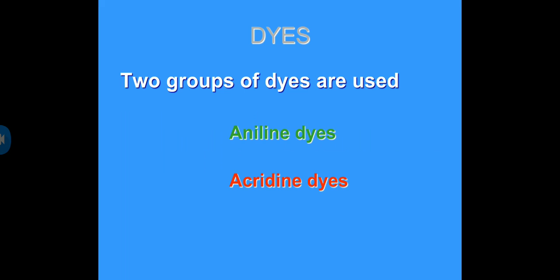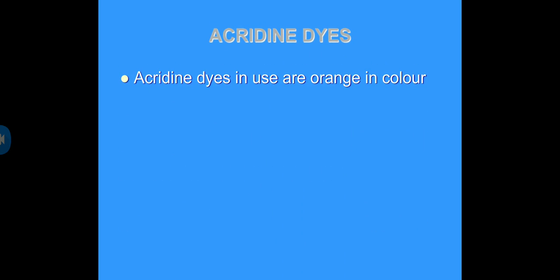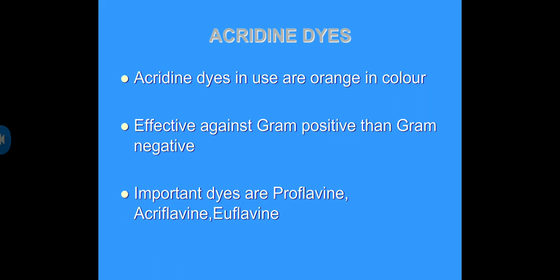Dyes. There are two types of dyes. One is aniline dyes and the second is acridine dyes. Aniline dyes are brilliant green, malachite green and crystal violet, active against gram-positive bacteria and with no activity against tubercle bacilli. Another one is acridine dyes. Acridine dyes in use are orange in color, effective against gram-positive more than gram-negative. Important dyes are proflavine, acriflavine and euflavine.